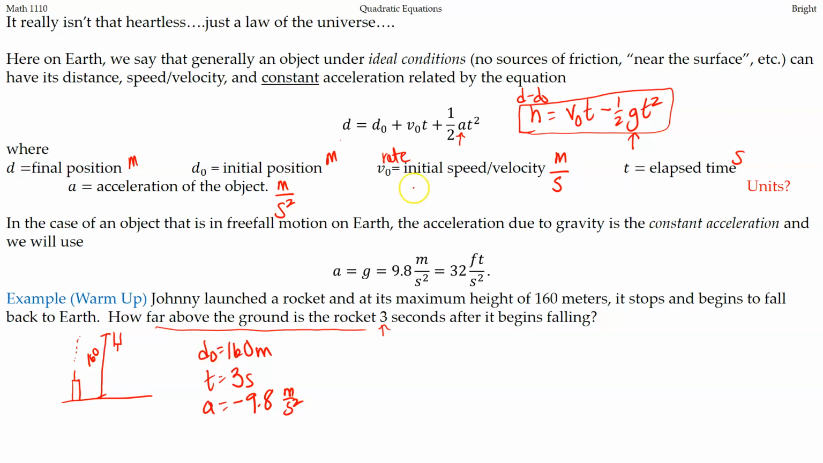I'm going to start using the equation and the information I'm given. So D is equal to D0 plus V0 T plus 1/2 A T squared. How far above the ground? Well, I want to know this distance, the final distance. Okay, 160. Oh, I get to V0. Do I know what V0 is? I want you to take a moment and think to yourself, what is the value of V0?